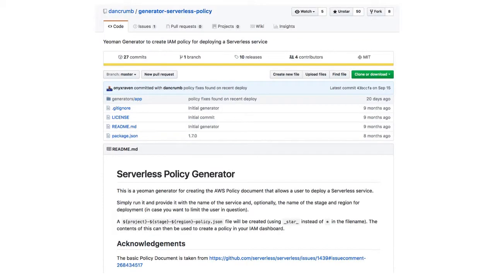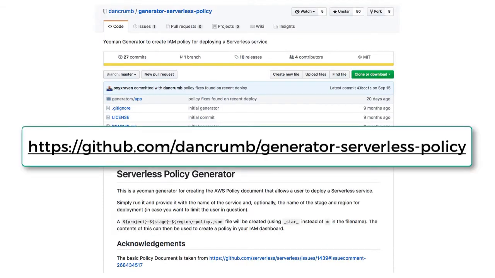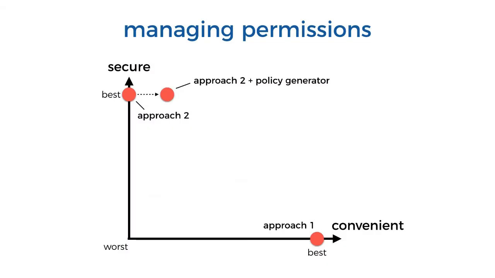There is some help out there in the form of this Yeoman generator, which spits out a policy JSON file that you can use to create the IAM policy. It's a good starting point, but it's far from complete, and only includes the common permissions that the serverless framework itself needs, which, as we discussed, is only part of the problem, which is why, even with the help of the policy generator, it will still be a rather slow approach to adopt. Nonetheless, this is the approach that a lot of companies have adopted, especially those large enterprises who tend to be much more prudent when it comes to security.